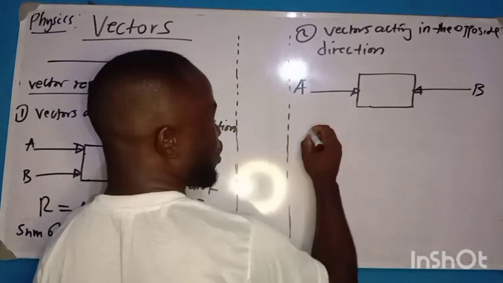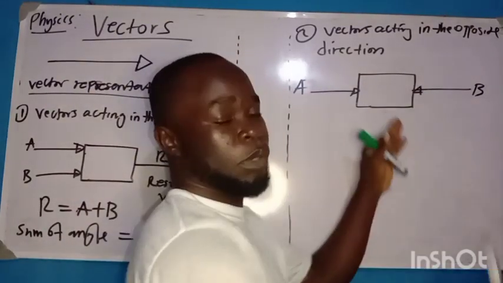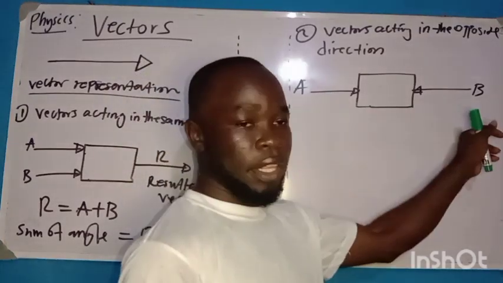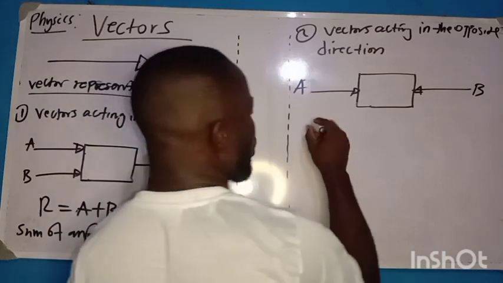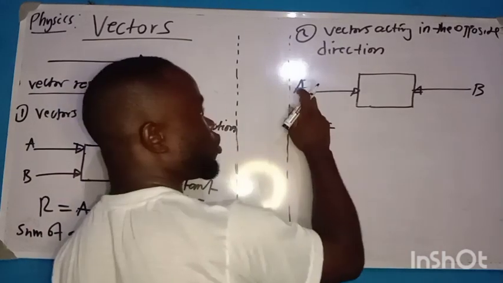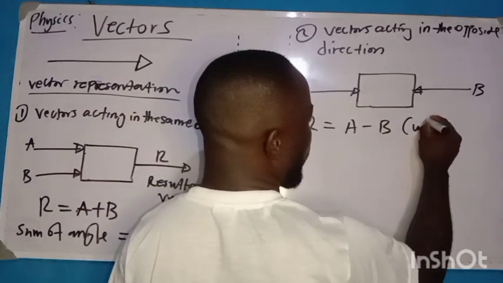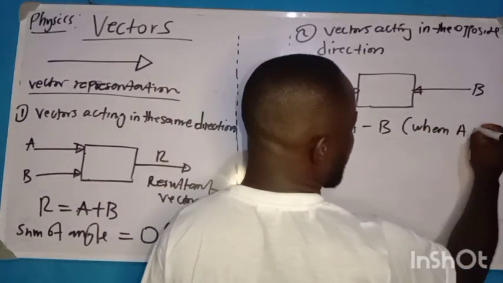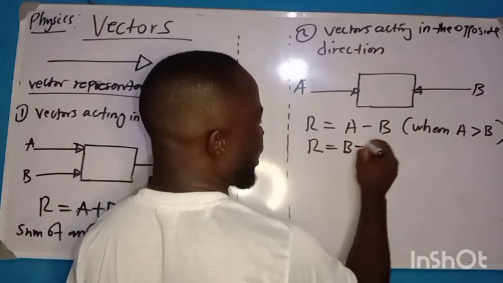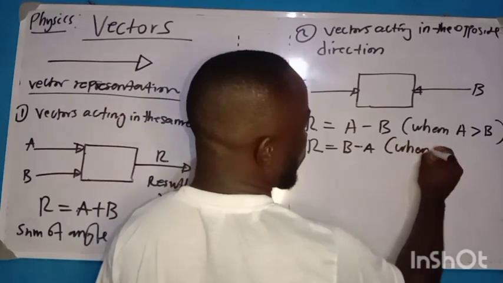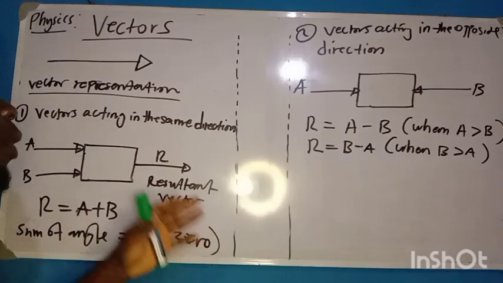The resultant vector is going to be dependent on the strength of A and B. If A overpowers B, that means the direction will be this side. But if B overcomes A, the direction is going to be this side. So the resultant vector R here is just going to be the difference between A and B. That is going to be A minus B when A is greater than B, right? But the resultant vector is going to be B minus A when B is greater than A, right? That is how you represent that, so that we can get a positive value.